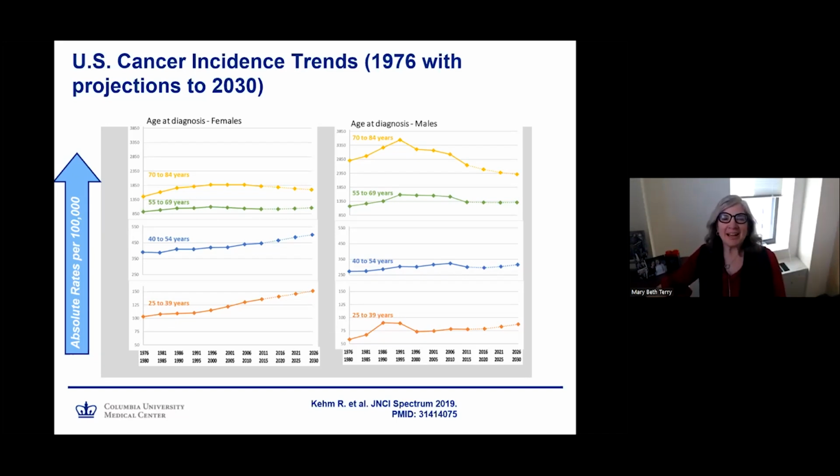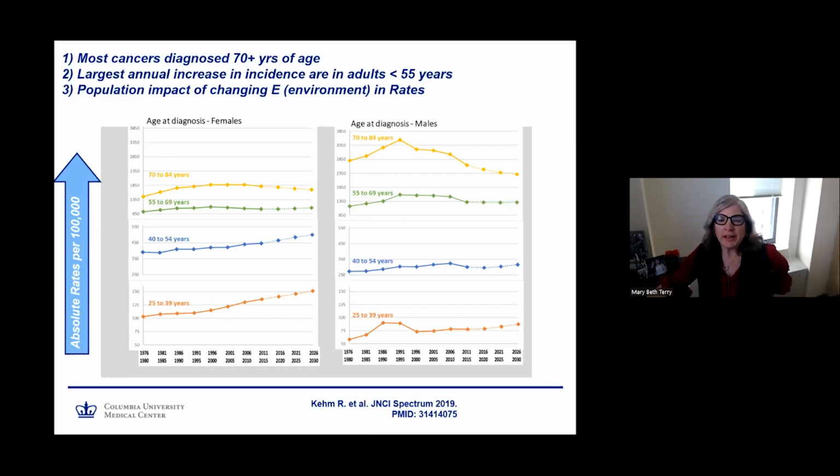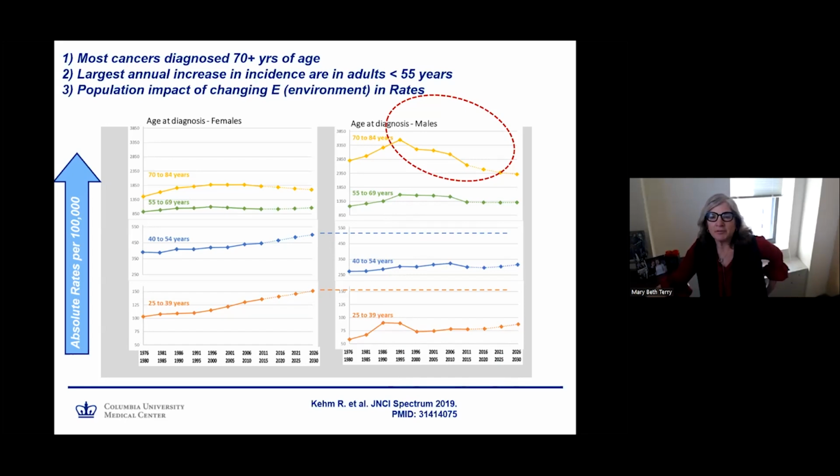Okay, great. So as an epidemiologist, I like to start with absolute incidence and changes over time. Here we can see three major observations about cancer in the United States for the last 50 years. First, most cancers are diagnosed at age 70 and older. Second, the largest annual increase in cancer incidence is in adults under 55 years of age, particularly in women, where the rates under 55 years of age far surpass that of cancer in males. And third, there's the power of risk reduction at a population level when exposures change over time, as you can see here with the decline in cancer in older males, primarily driven by reductions in smoking.